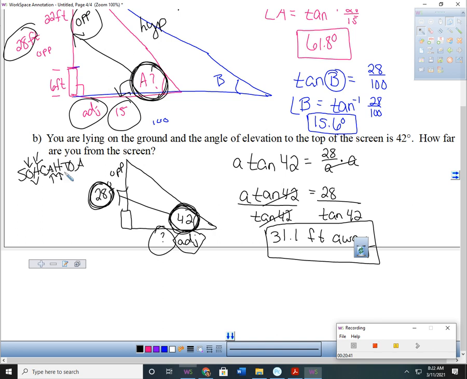So always locate what they gave you, because they're always going to give you two things. Figure out where the thing you're finding is, and then figure out how they relate to each other with opposite and adjacent, or adjacent and hypotenuse, or opposite and hypotenuse. And then use that trig function. So hopefully that makes sense. Do we have any other questions other than that?